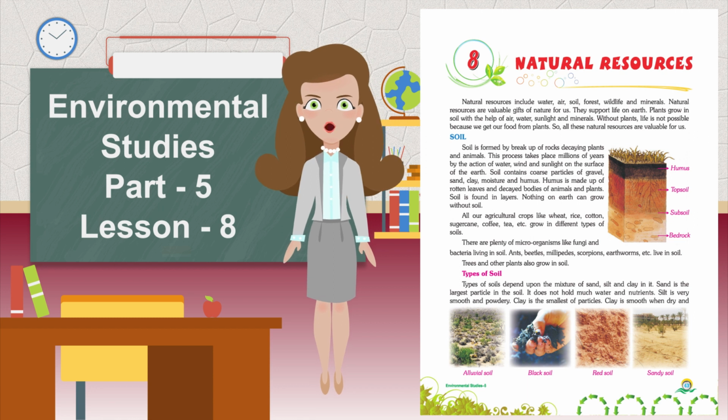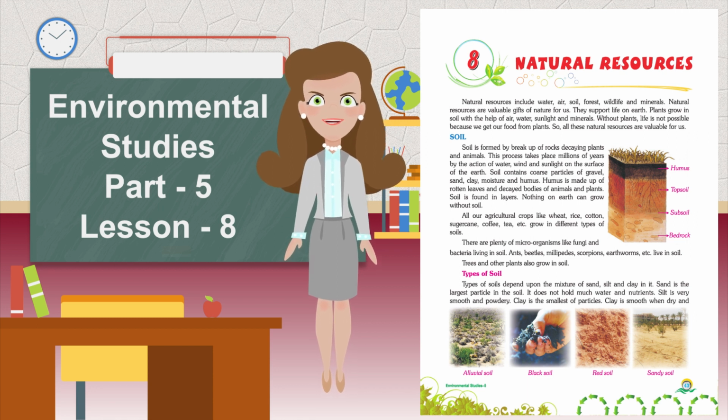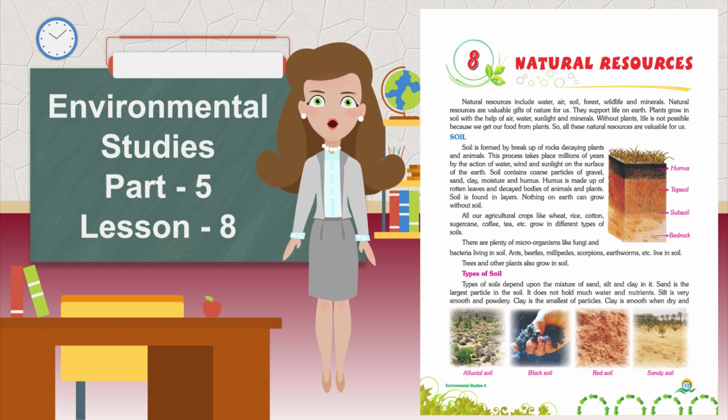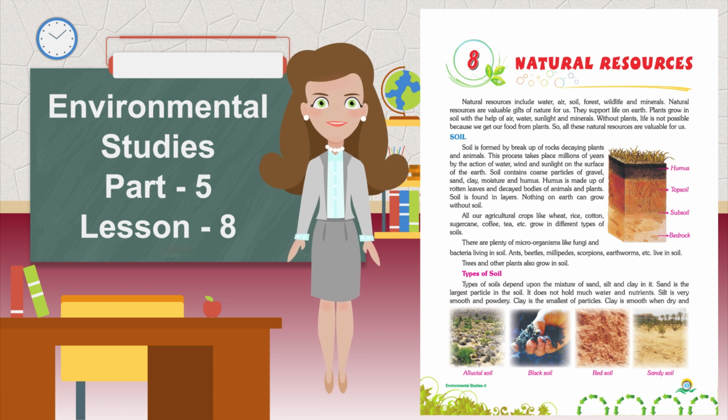Soil is found in layers. Nothing on earth can grow without soil. All our agriculture crops like wheat, rice, cotton, sugarcane, coffee, tea, etc. grow in different types of soils.